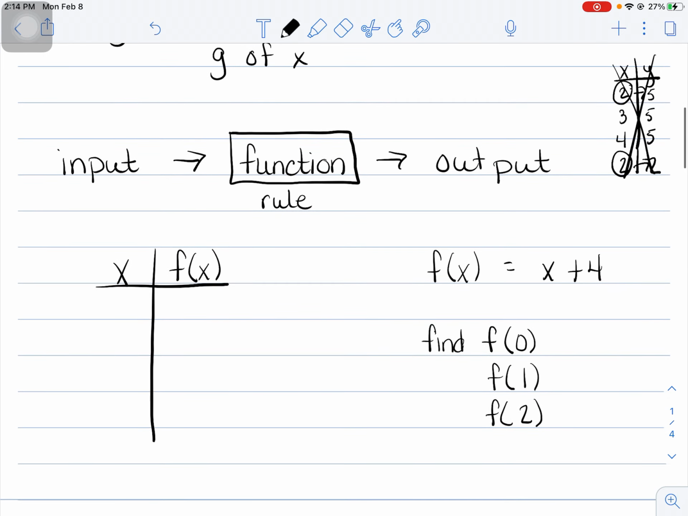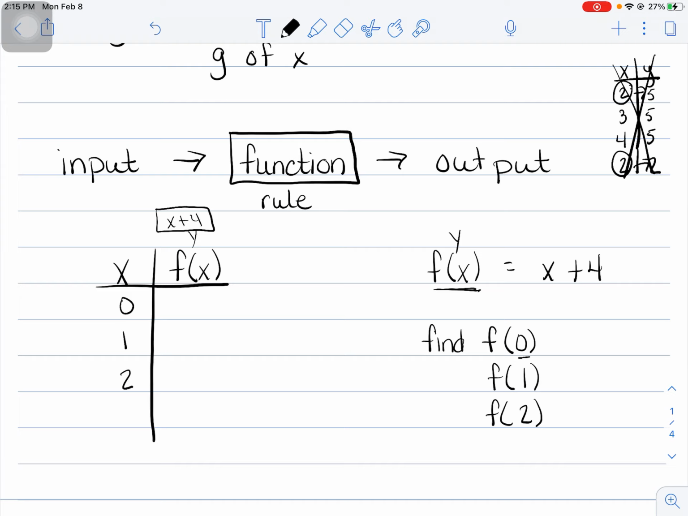Now, let's look at this rule. We have f of x equals x plus 4. So it'll ask you to find what's f of 0, or f of 1, or f of 2. And I did a little table. So remember f of, whatever's here is your input. So 0, 1, and 2. My f of x stands for my y. That's why it's over here on this side. And I'm going to use that rule, x plus 4. So this is my rule I'm using.